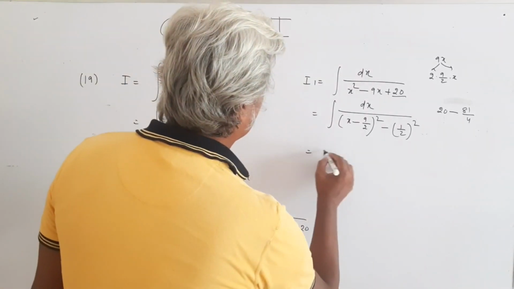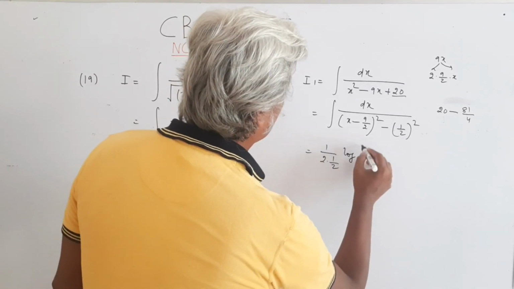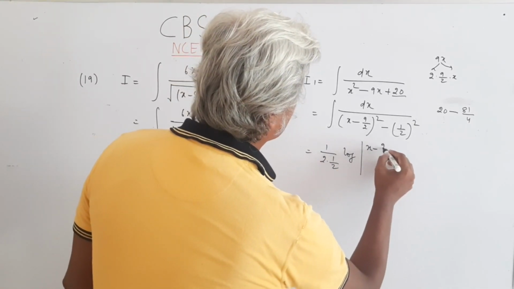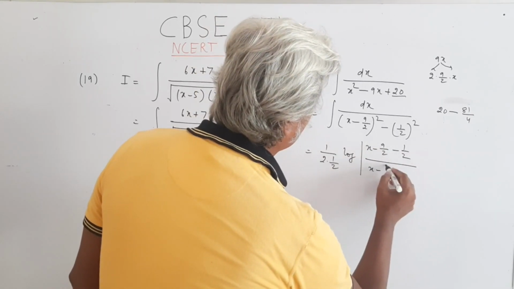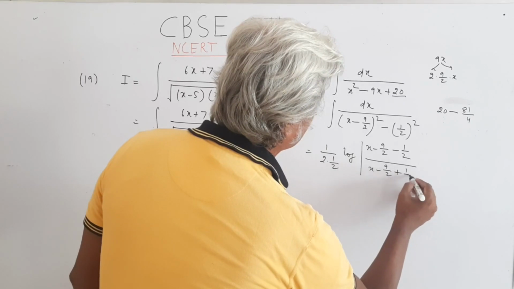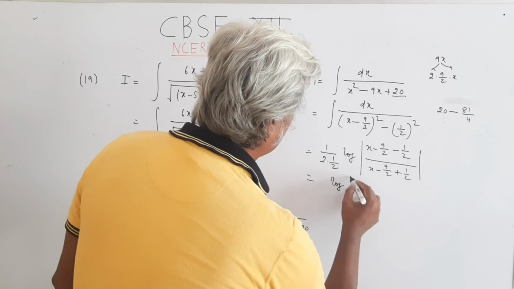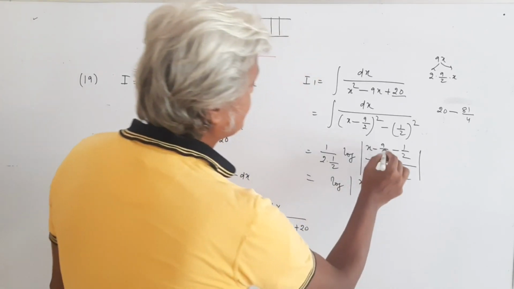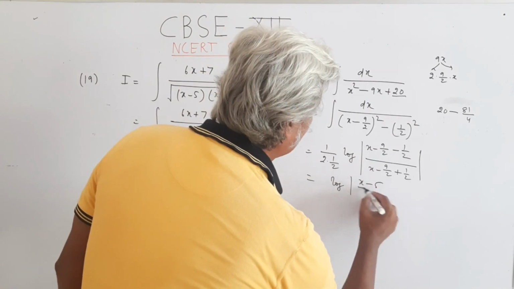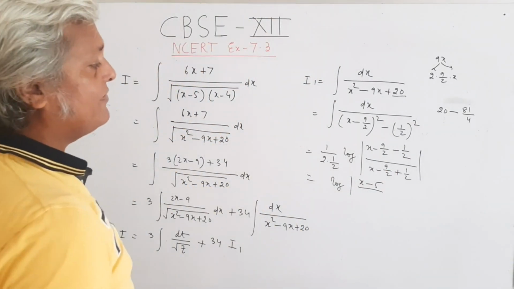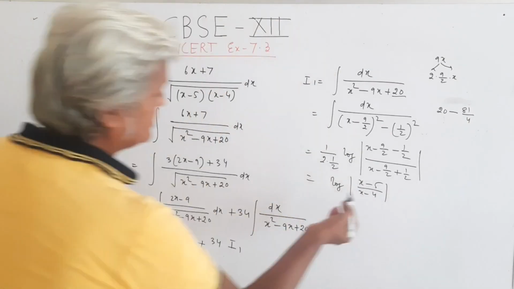So I just write 1 over 2a, that is 1 by 2 log mod x minus 9 by 2 minus half, and x minus 9 by 2 plus half. So this becomes log mod x minus 9 by 2 minus 1 by 2, 10 by 2, that is 5, this x minus 5, over minus 9 by 2 plus half is minus 8 by 2, that is 4, this x minus 4. So this is my answer.